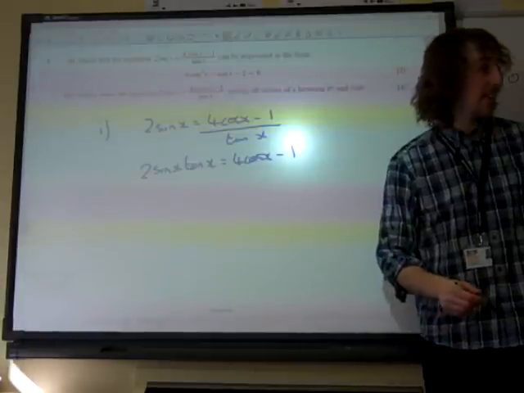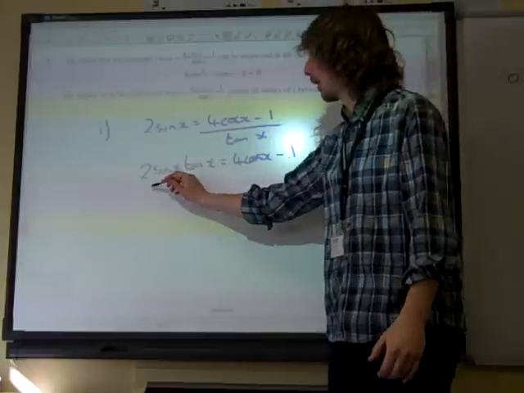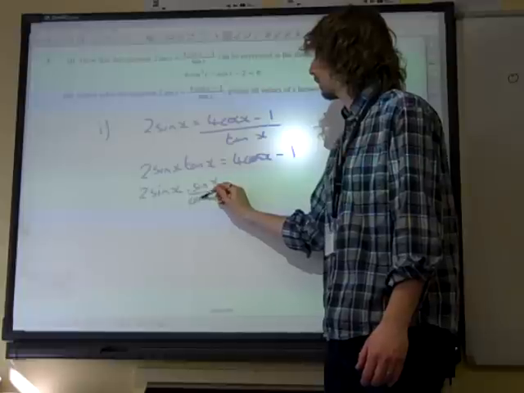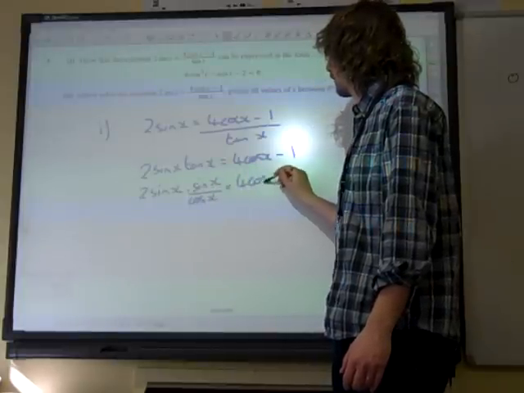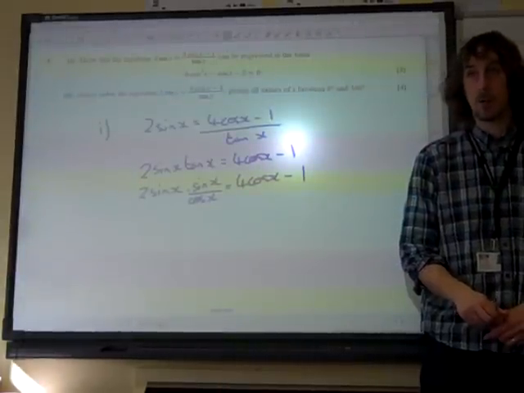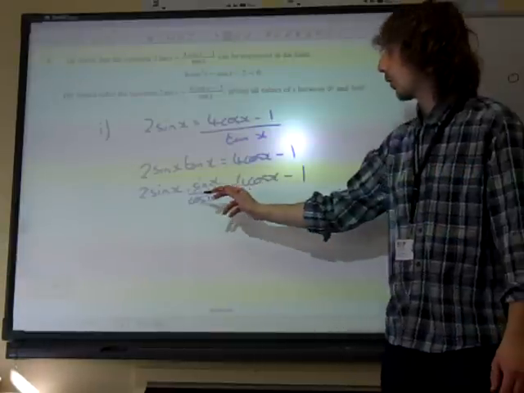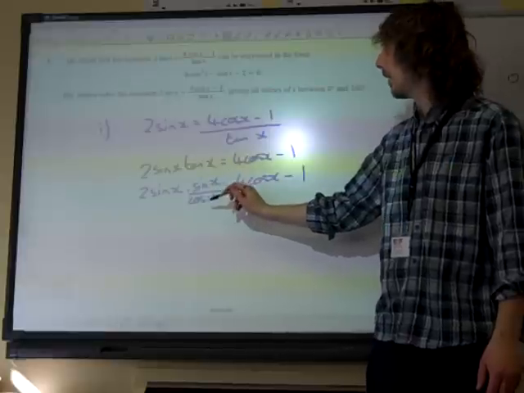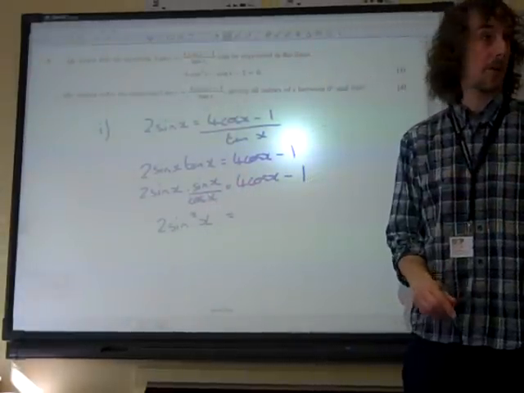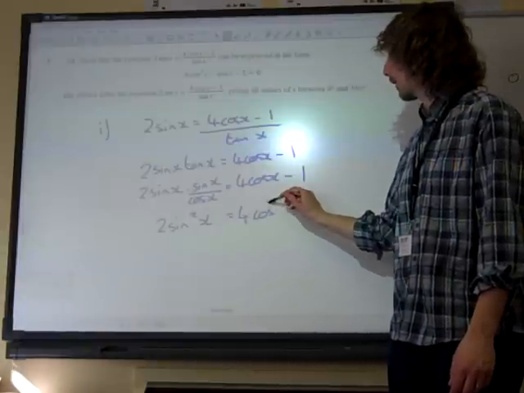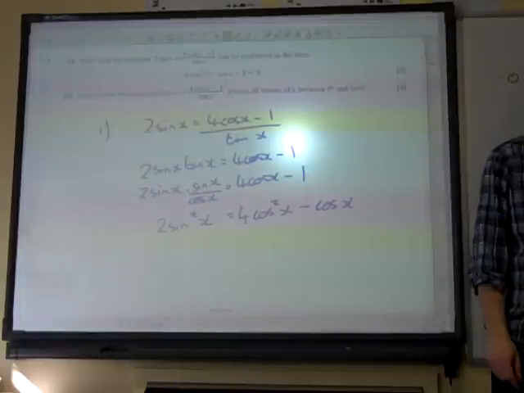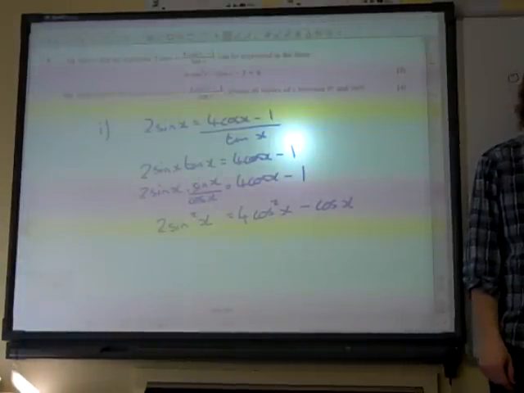Now we start to use the identity tan x is sine x over cos x. And that's just something that we need to have learned and remembered. It's on your poster on your bedroom wall. We've got 2 sine squared x here. If we multiply through by the cos x, we've got 4 cos squared x minus cos x over on this side. That was combining the left and multiplying both sides by cos x.